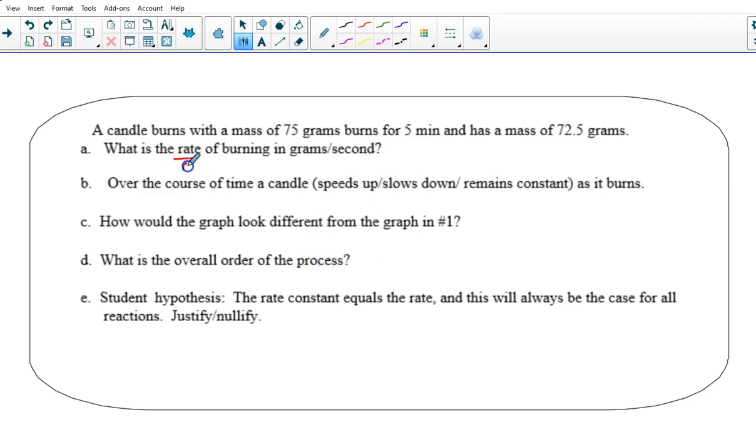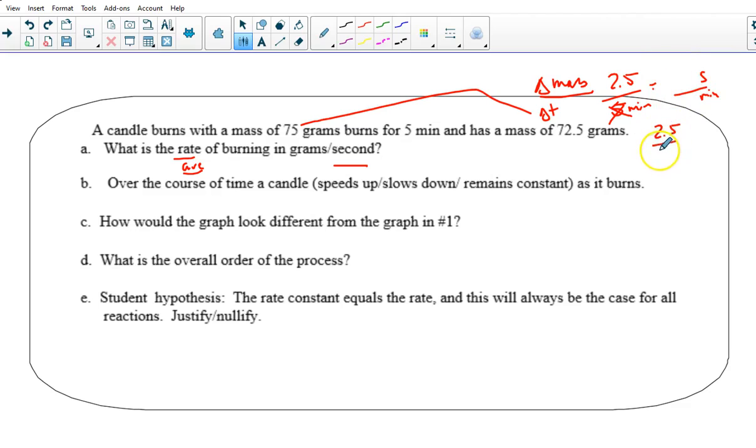So this is what we refer to as an average rate, because we're taking a large change in time. The candle goes from, looks like, a change in mass of about 2.5 grams, divided by 5 minutes. You're going to get grams per minute. They want per second, so you would swap this out for 60 times 5, which is 300. So 2.5 divided by 300 seconds is 0.0083 grams per second.